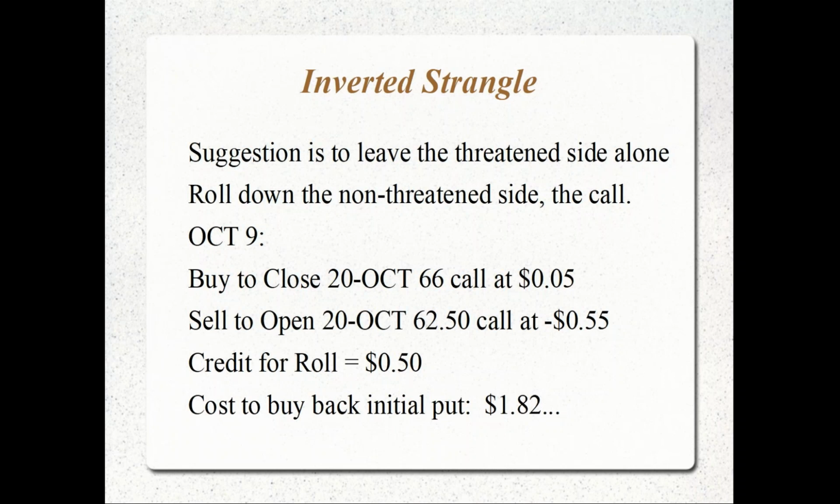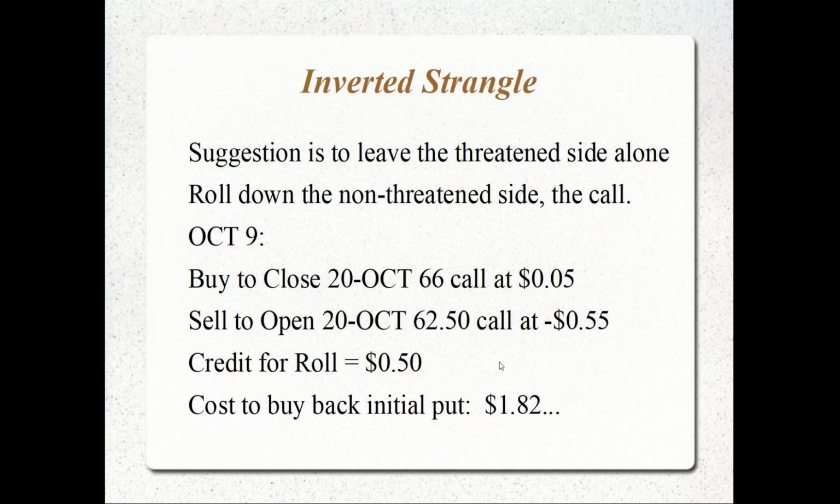So eventually, you end up with a strangle where the call is below the put strike price, sort of an in-the-money short strangle position. Okay? Very interesting. So on October 9th, we could have closed our October 66 call for 5 cents. We took in 80 cents initially into our net credit. And then I could have sold to open the 62.50, same strike as the put we had. This one is still out of the money with the stock at 61.18, and we would have received 55 cents. So I'm actually getting a credit for rolling down this call to a lower strike price of 50 cents.